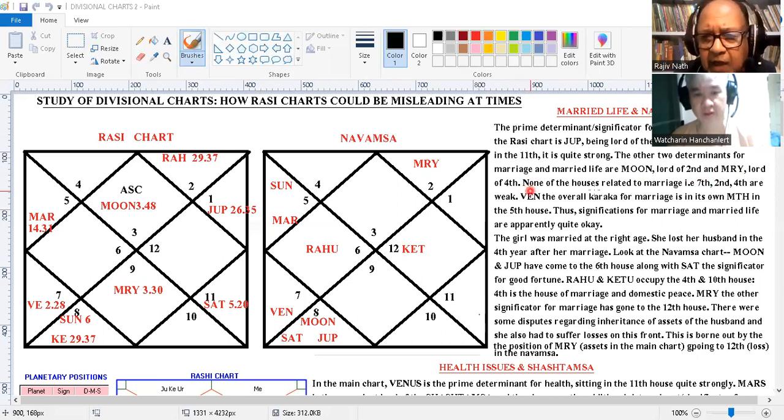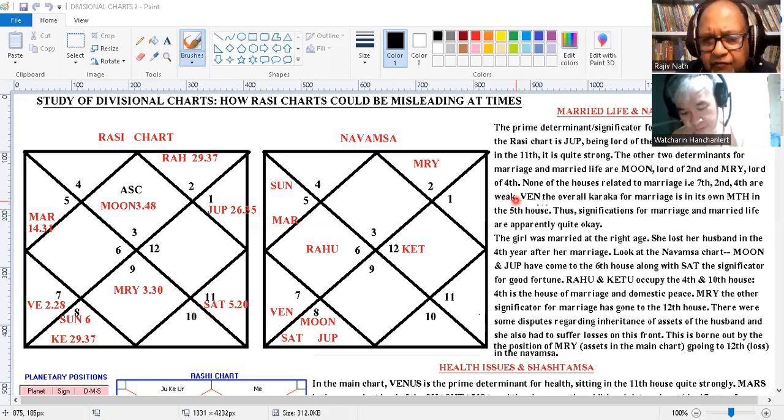None of the houses related to marriage, that is the seventh, second, and fourth, are apparently weak in the main Rashi chart. See the second house, the fourth house, and the seventh house. The marriage-related houses appear to be strong, as per the definitions we have already studied of a house and a planet being strong.